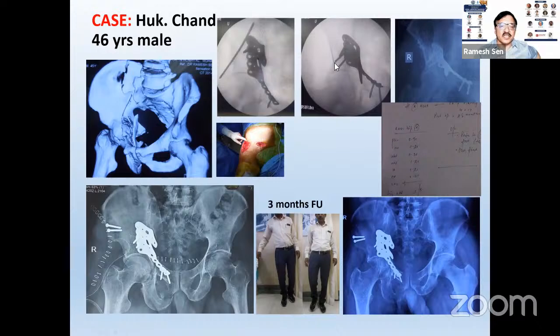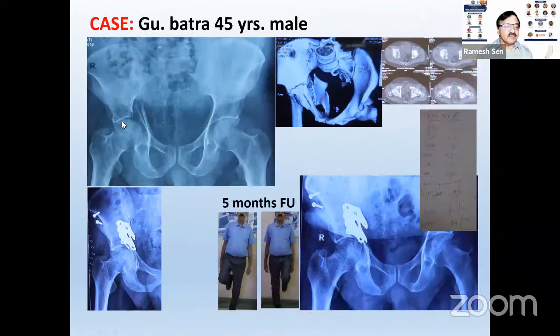Once you stabilize the ilium, you put a plate. Once you put a plate, everything falls back into line and then you are able to get these patients active soon after, within 2 or 3 months they are walking. And here is a patient, 45, a younger patient.